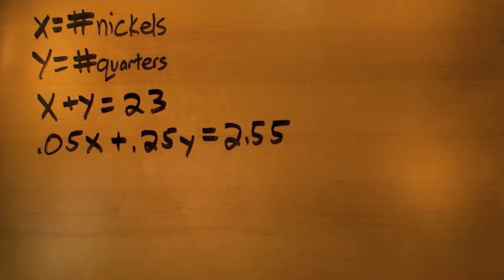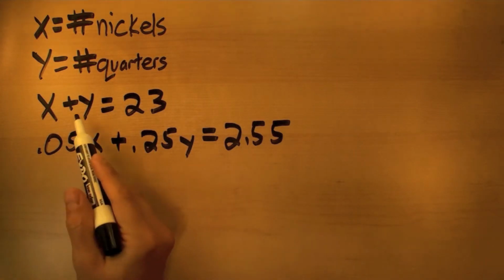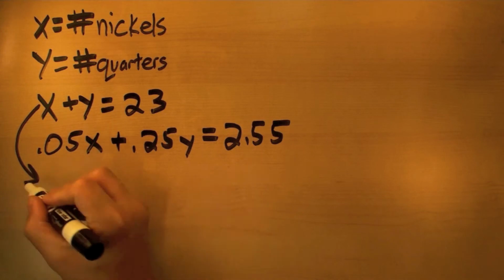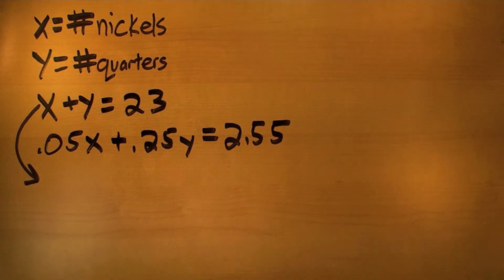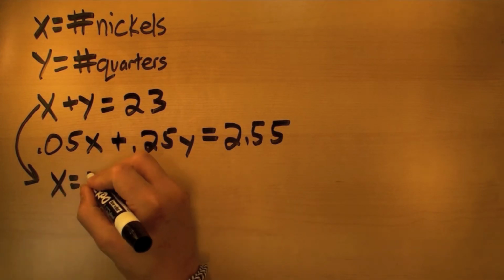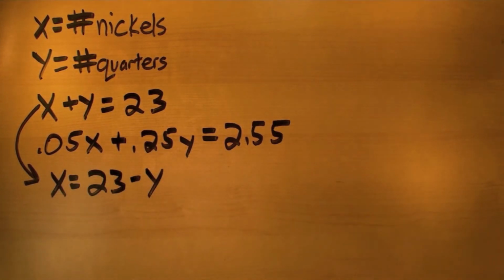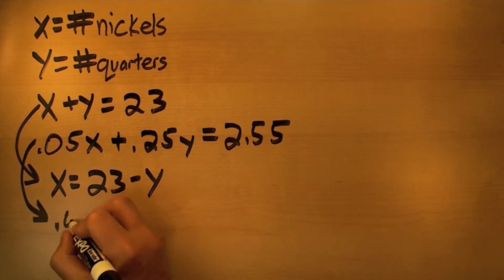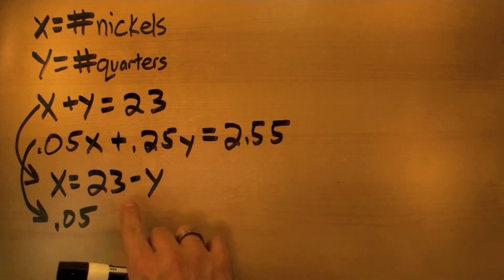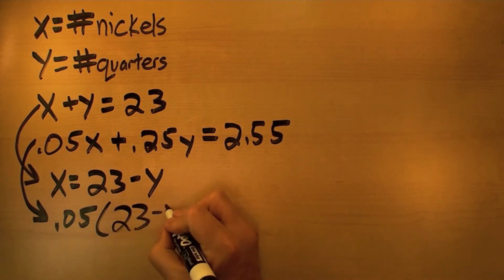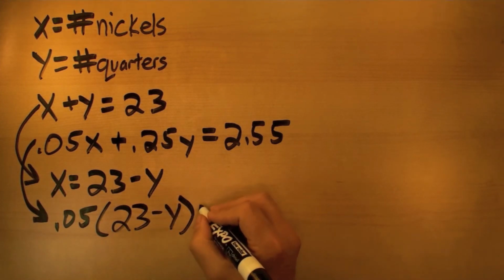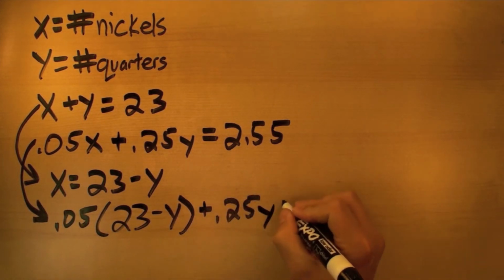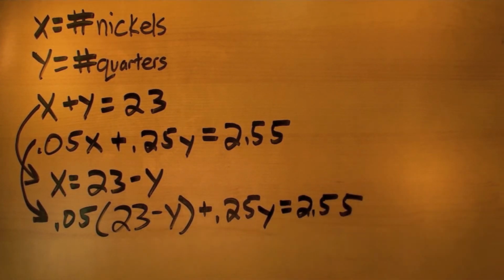From here, we're going to use substitution to solve this. So if we go ahead and take our first equation, and we're going to solve that for x, then we get x equals 23 minus y. And now we substitute that into the other equation, then we're going to get 0.05, but instead of writing x, we're going to write what x is equal to, 23 minus y, plus 0.25y equals 2.55. And now we have our one equation and one variable that we can then solve.